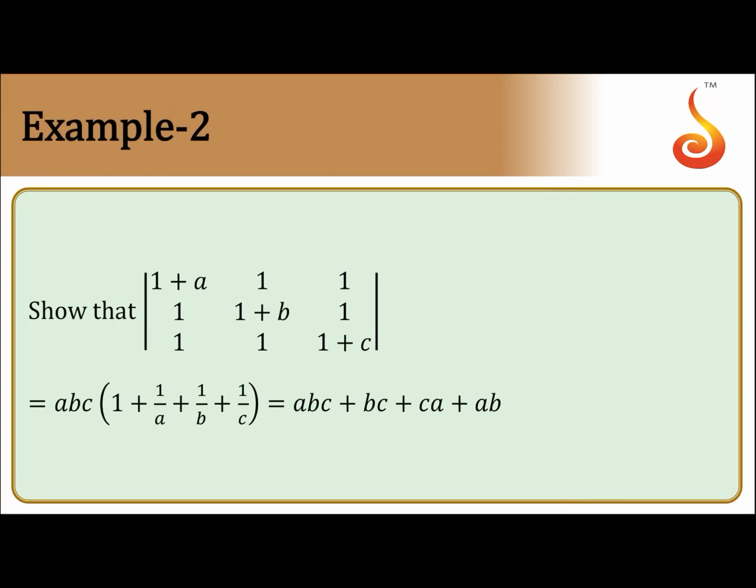Now, proceeding to the next example. Observe very carefully here. Show that the determinant is equal to abc plus bc plus ca plus ab. Of course, the second portion, by multiplying abc to this particular product, we can get the second part. So the second part is very simple. Only the first part we need to prove.